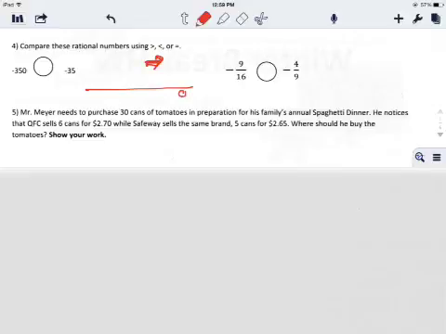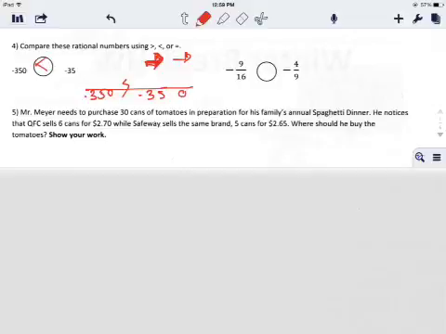The number line, regardless of whether the numbers are positive or negative, the numbers that are higher or farther to the right are going to be greater. So in this case, negative 35 would be there, and negative 350 would be way down there. In fact, I'd have to cut the number line and stretch it way out. So in this case, negative 35 is much greater.